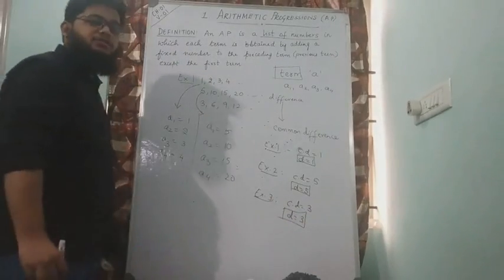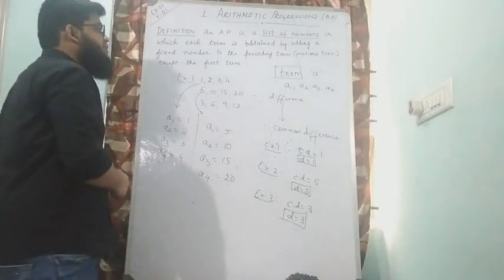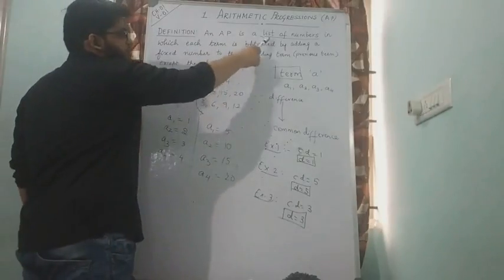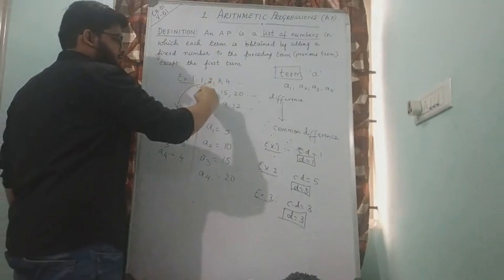Let us come back to the definition of AP now. The definition of AP tells us AP is a list of numbers. Right, it is a list of numbers.